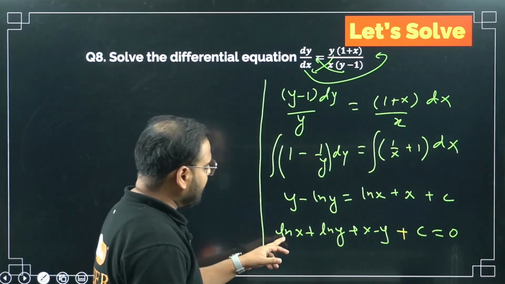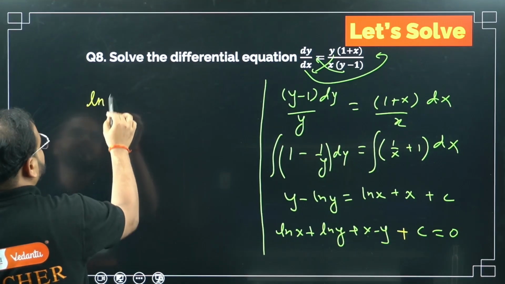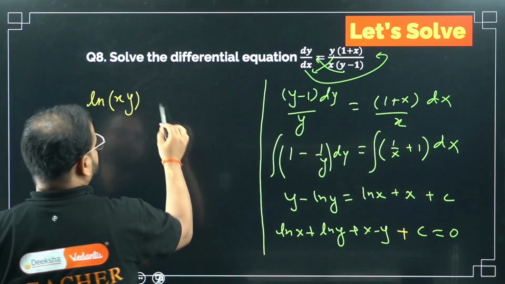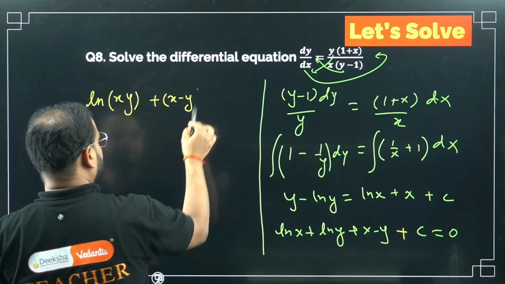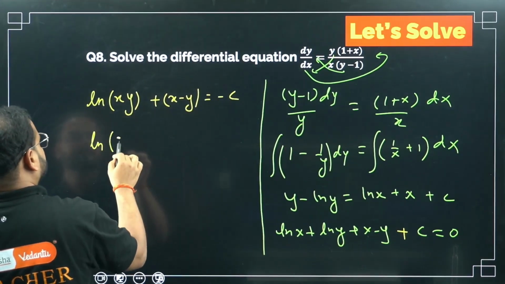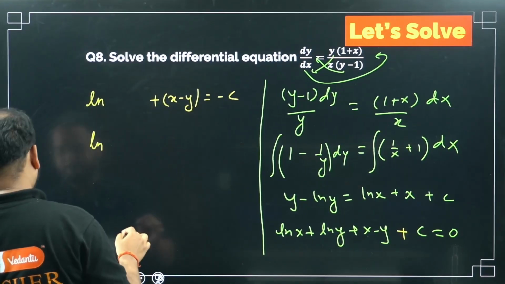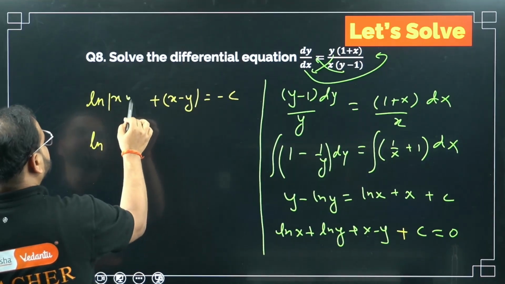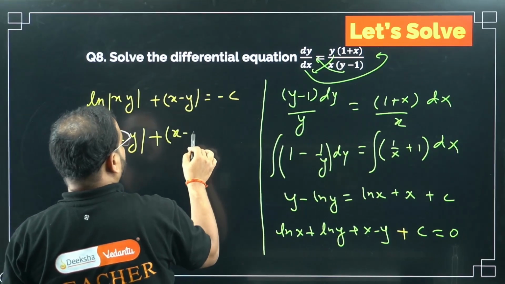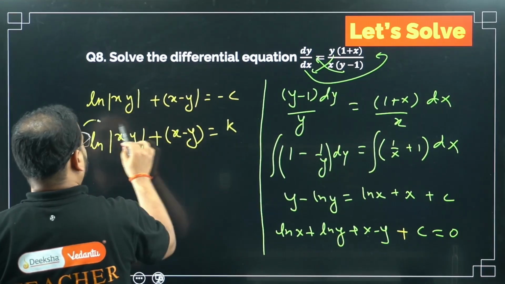ln x plus ln y will become what? Sorry, ln of x into y. ln a plus ln b is ln of ab. So this will be mod. Log will always operate on positive values. So ln|xy| plus x minus y equals some constant, minus c is there. I can write it as a constant k. Final answer.